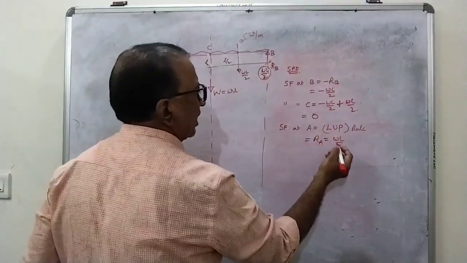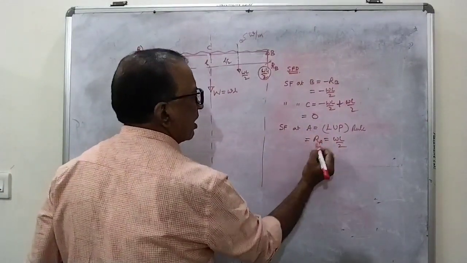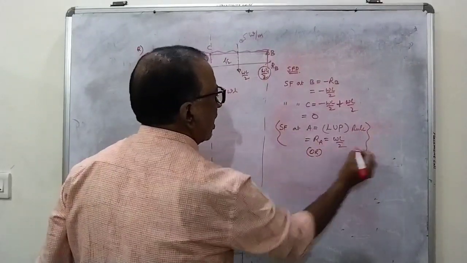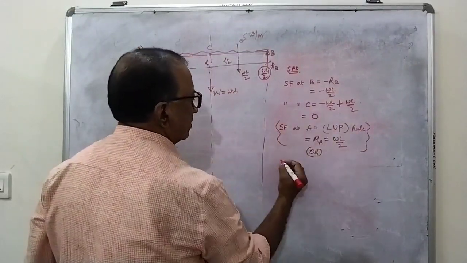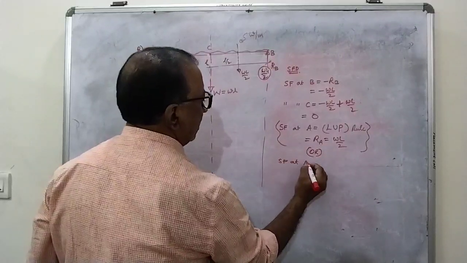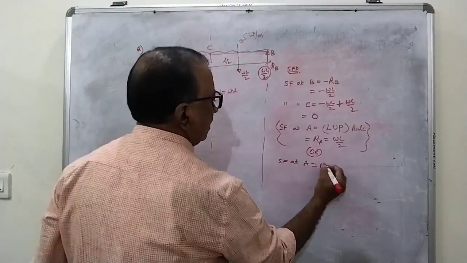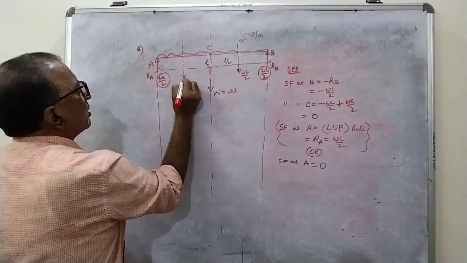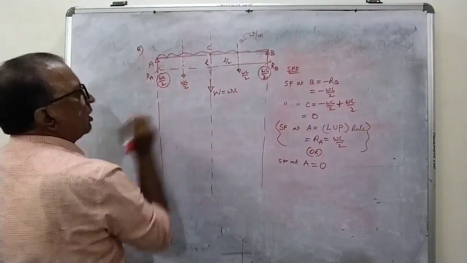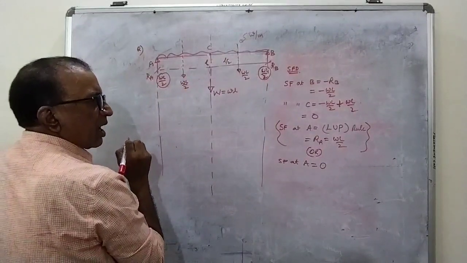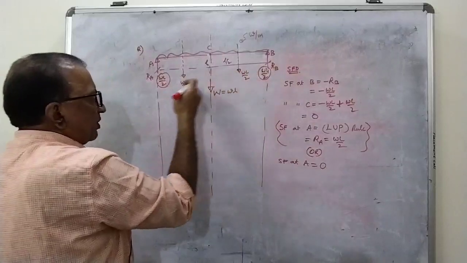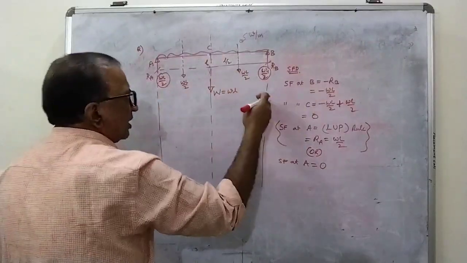And automatically, what is the shear force at A? You can check it. Either you can follow this step, or you go back to the shear force at A. Previous value was 0 at C. But in between C and A also there is a WL by 2 load. Am I right? Between C and A there is a WL by 2.